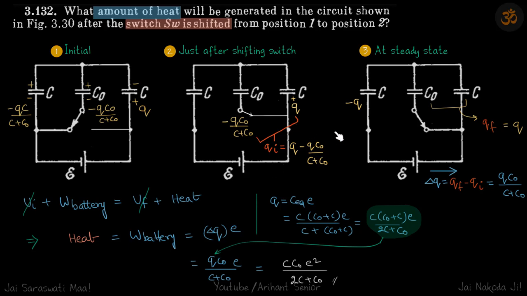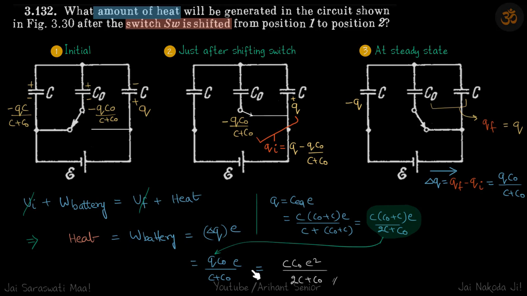Or you can simply do QF minus QI. This is the charge flown through the battery. So QF is Q and QI is this plus this. So when you do QF minus QI, you will see Q will get cancelled and we will be left with QC naught by C plus C naught. Or you can directly think of this, that Q and Q are the same here. So this negative charge will flow in the opposite direction, or you can say positive charge will flow in the positive direction. So delta Q is QC naught by C plus C naught. That we multiply by E to get the work done by the battery.